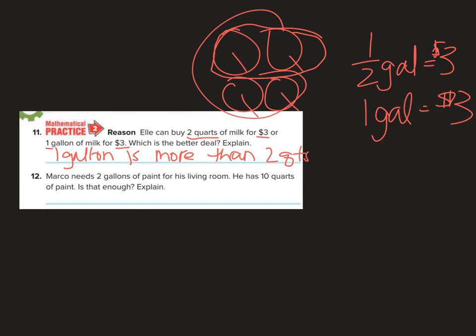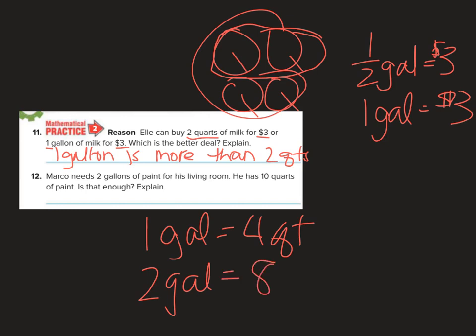Marco needs 2 gallons of paint for his living room. He has 10 quarts. Is that enough? Okay, so let's see. If 1 gallon equals 4 quarts, 2 gallons would equal 8 quarts. He has 10. So he has enough. Yes, he has 2 quarts extra.